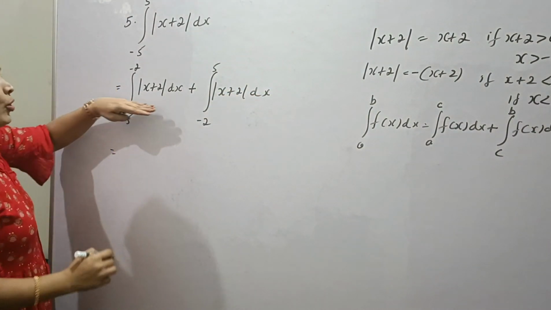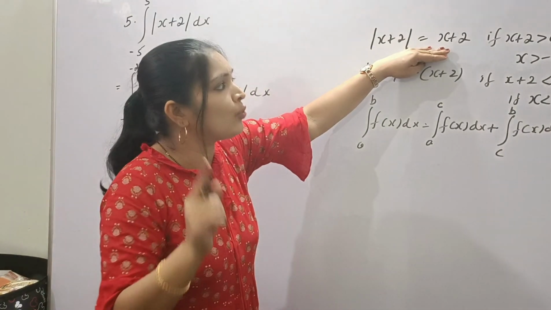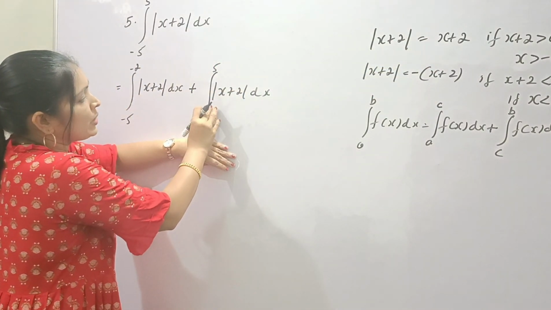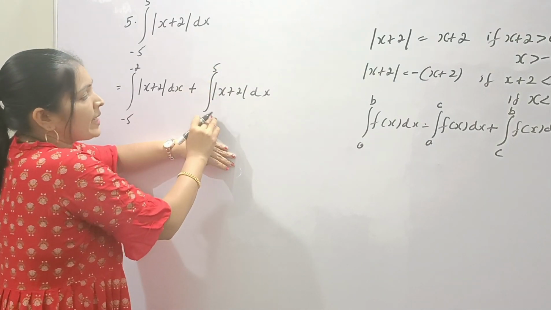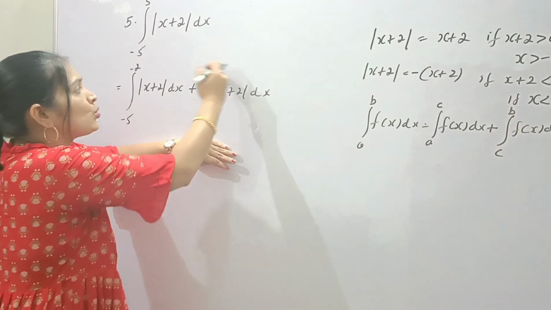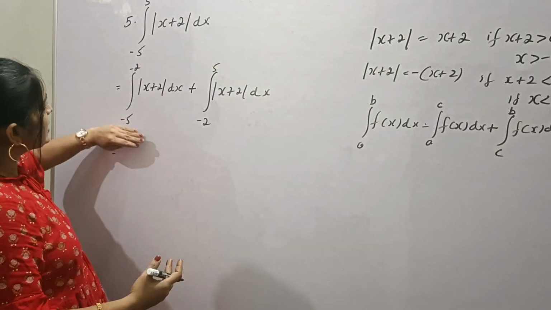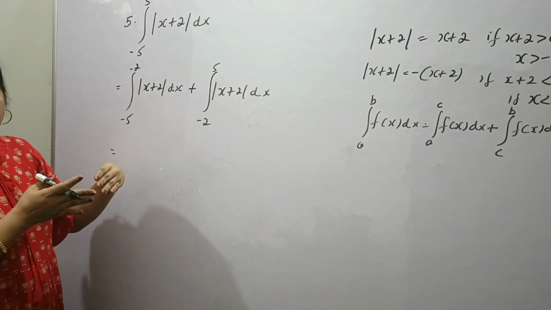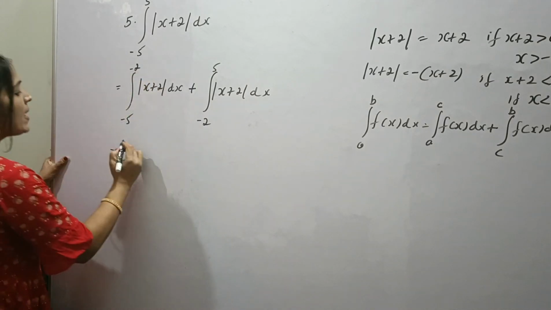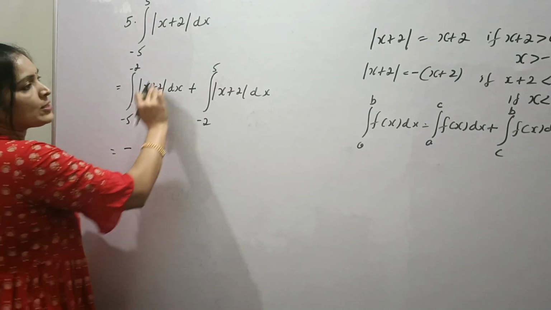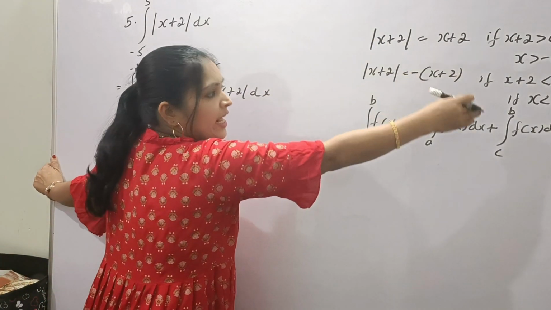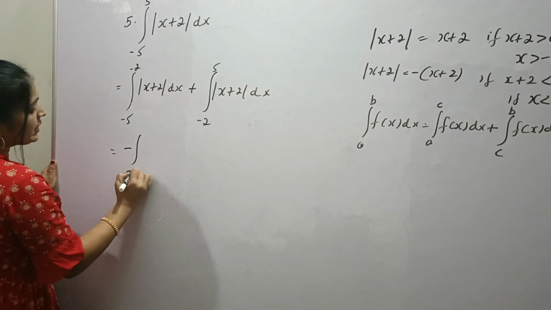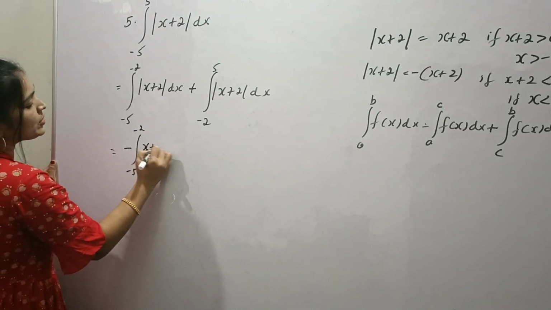And here, see, modulus x plus 2 is equal to x plus 2 when x is greater than minus 2. Where is x greater than minus 2? Here, that is minus 2 to 5, because minus 2 to 5 means increasing. So minus 5 to minus 2 is the range where x is less than minus 2. So here modulus x plus 2 is equal to minus of x plus 2 when x is less than minus 2. So this function is minus integral minus 5 to minus 2 x plus 2 dx.